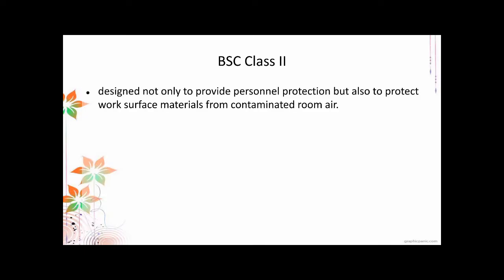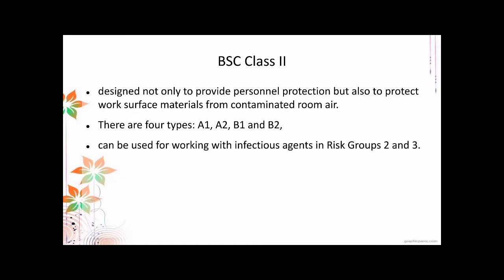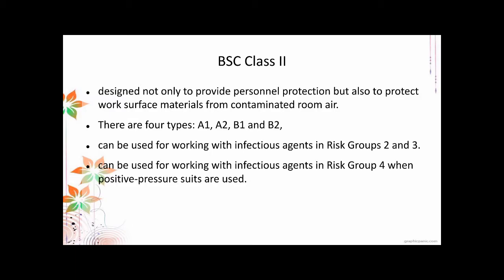For the class 2, it is designed not only to provide personal protection, but also to protect work surface materials from contaminated room air. So we have basically 4 types: A1, A2, B1, and B2. They can be used for working with infectious agents in risk groups 2 and 3. They can also be used for working with infectious agents in risk group 4 when positive pressure suits are used.